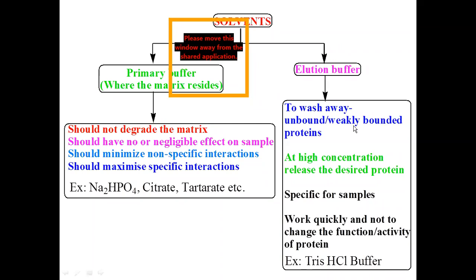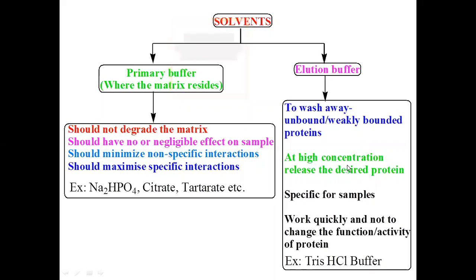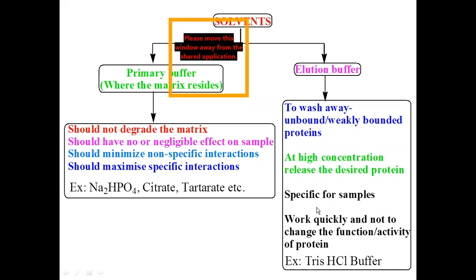So once the removal of these weakly bound or unbound proteins is over, we will increase the concentration of the buffer, and we will pass that elution buffer through the chromatographic column, and it will become responsible for the elution of the solutes. Then whatever solute showed interaction with the ligand is also going to be eluted out. So these buffers are specific for specific samples.